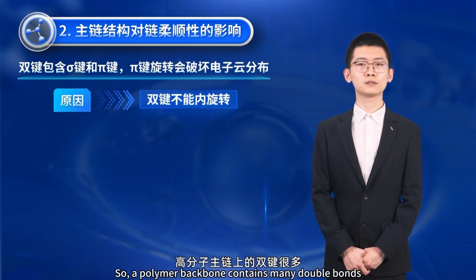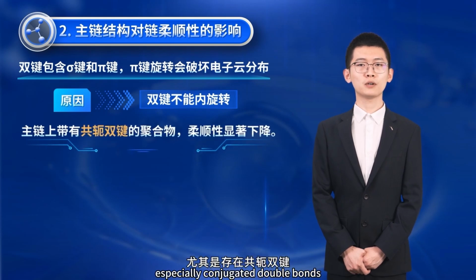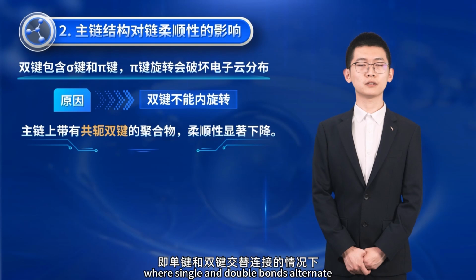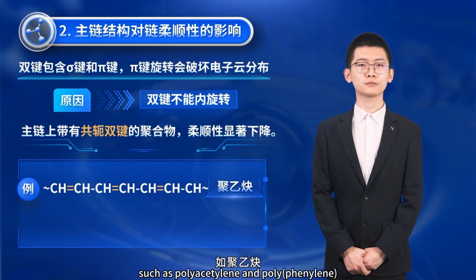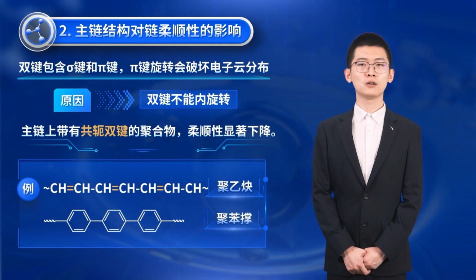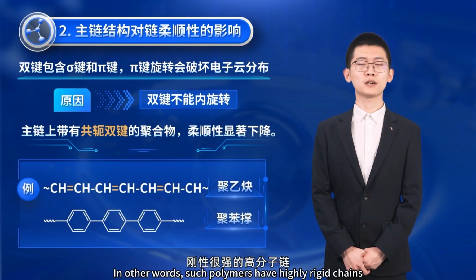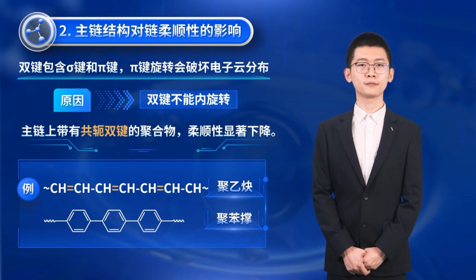So, when a polymer backbone contains many double bonds, especially conjugated double bonds where single and double bonds alternate, the polymer chain exhibits poor flexibility, such as polyacetylene and polyphenylene. In other words, such polymers have highly rigid chains.